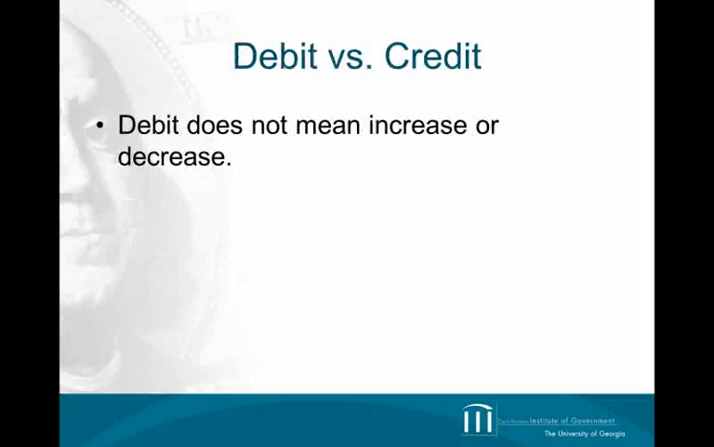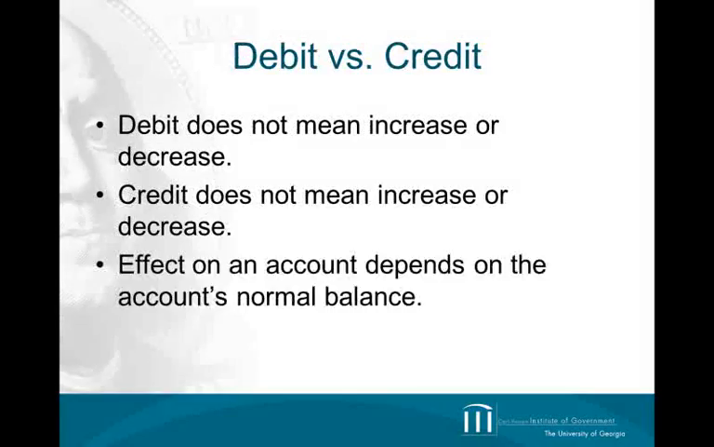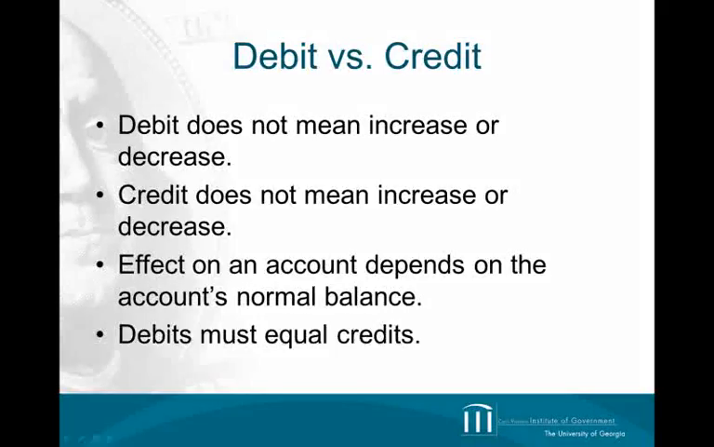A debit does not mean increase or decrease. A credit does not mean increase or decrease. The effect of a debit or credit on an account depends on the account's normal balance. Debits must equal credits for each journal entry.